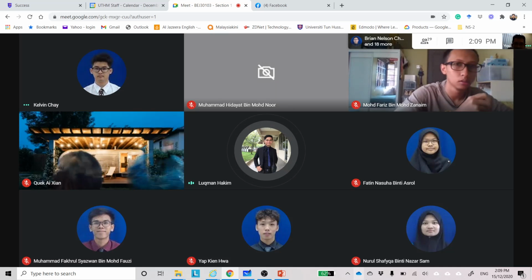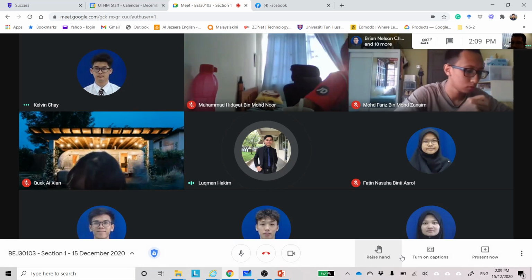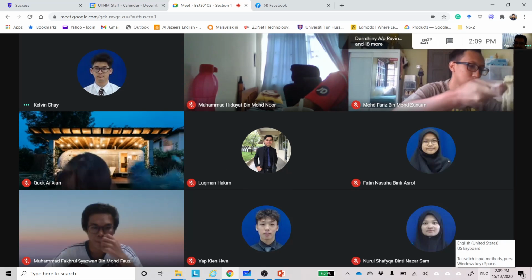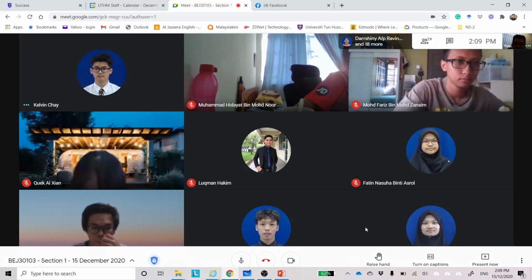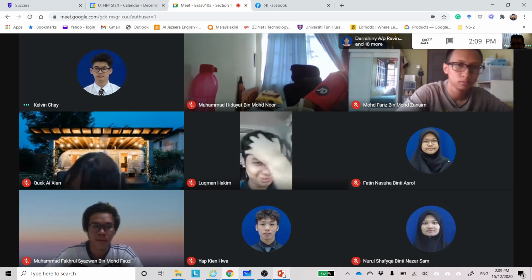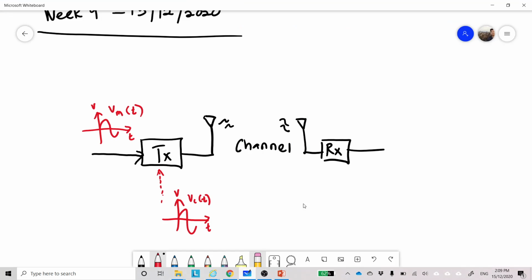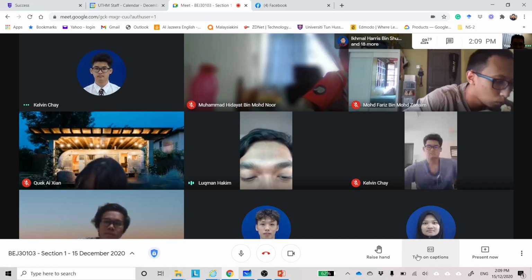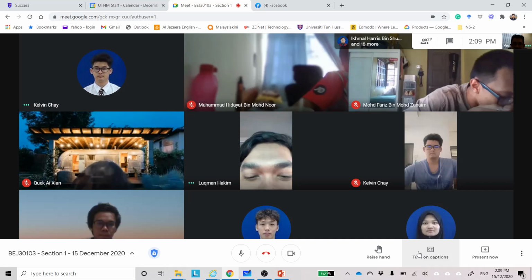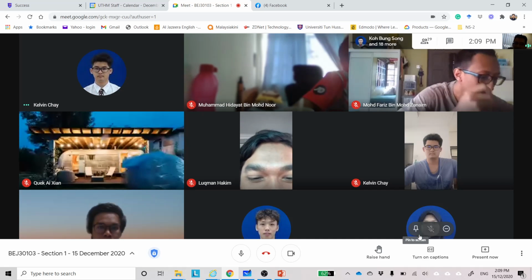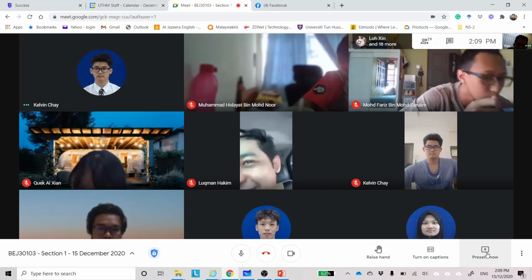Doktor, kalau saya dalam kereta, saya switch on je boleh? Boleh, no problem. Okey, baik. Drive carefully ya. Saya boleh dengar lecture doktor. Okay. Drive carefully. Bawa kereta dulu elok.